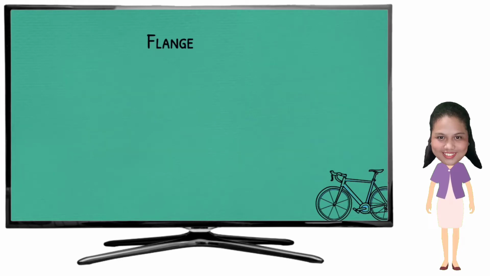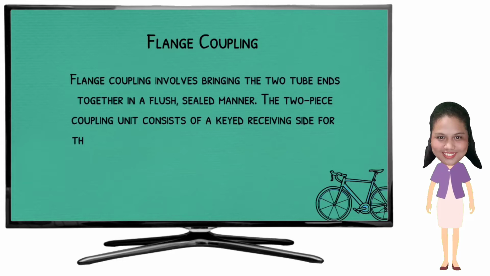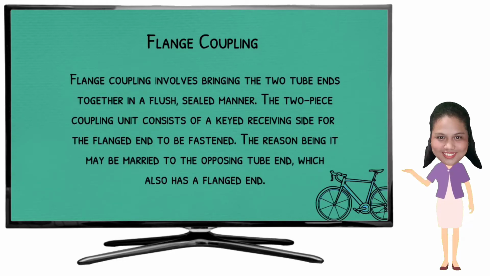The last type of the rigid coupling is the flange coupling. Flange coupling involves bringing the two tube ends together in a flush-sealed manner. The two-piece coupling unit consists of a key on the receiving side for the flange end to be fastened. The reason being it may be married to the opposing tube end, which also has a flange end.